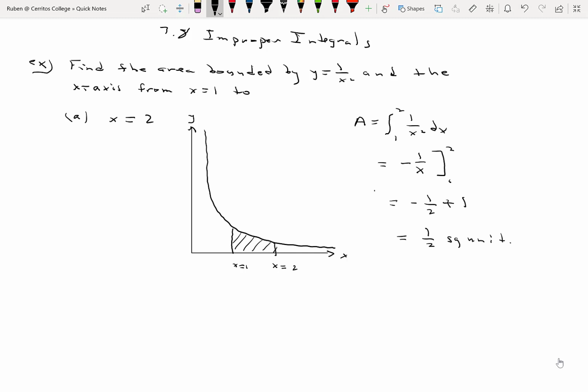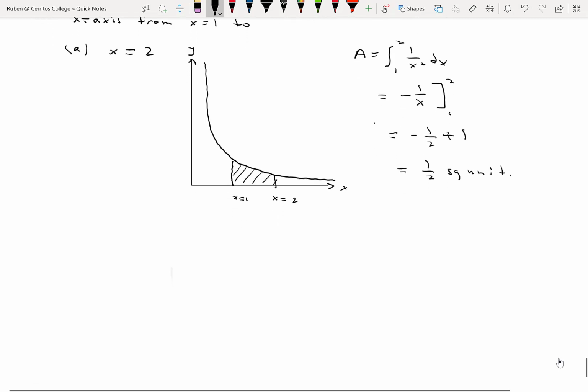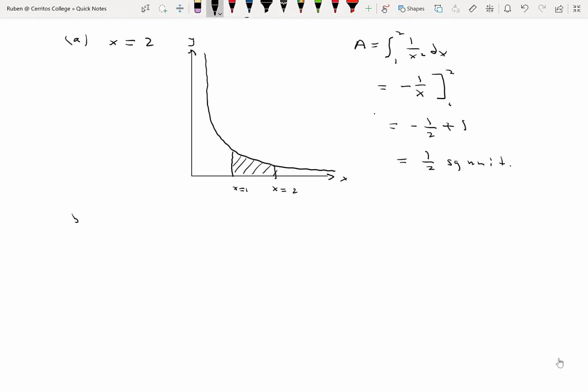Nothing real exciting, nothing real difficult. This is something we would do frequently in Calculus 1, a low-level Calc 1 problem. For the next example, I want to find the area underneath this curve again and above the x-axis, but instead of going from 1 to 2, I want to find the area between x equals 1 and x equals 10. So let's do that now. Part B.